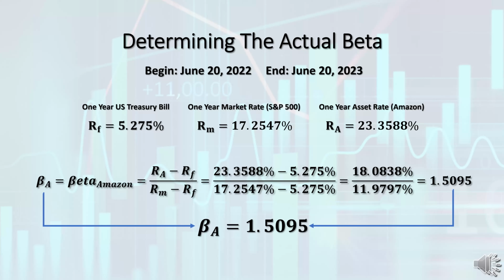Putting this information into the capital asset pricing model derives the actual beta with respect to Amazon, which is 1.5095. However, this is not the entire story. There remains the covariance/variance version of beta. Notably, how does a statistical beta relate to an actual beta? The discussion must therefore continue.